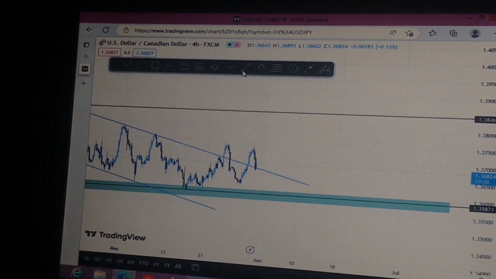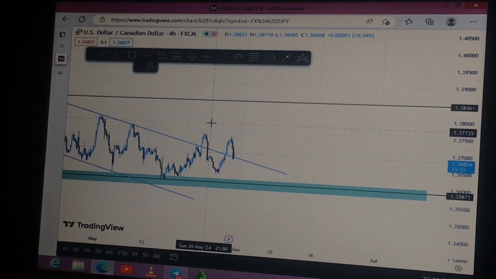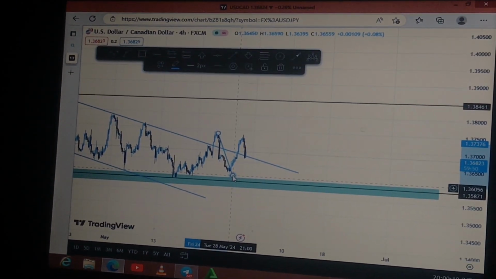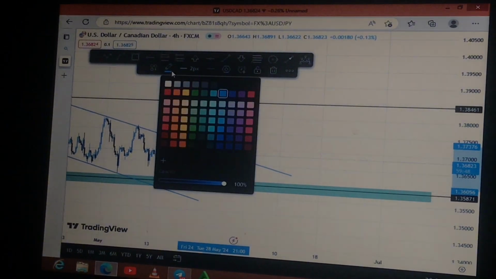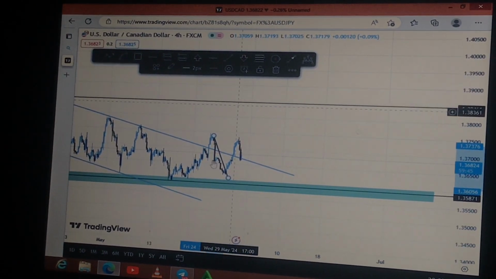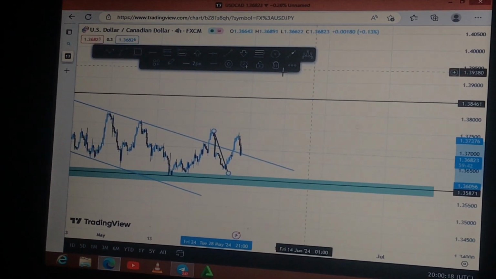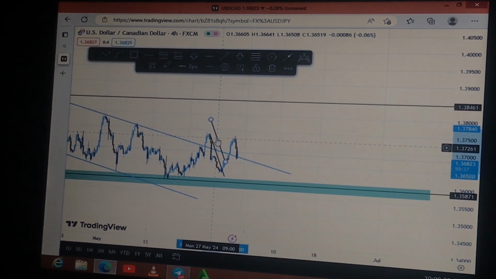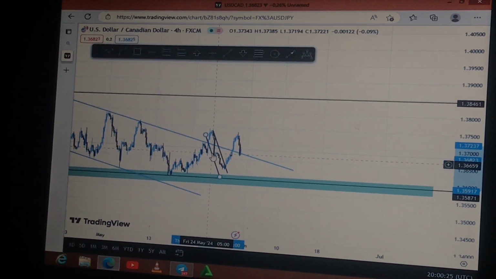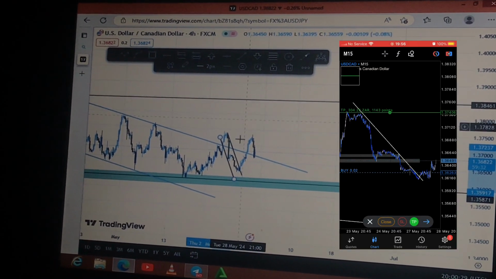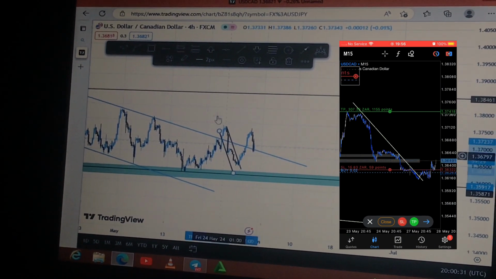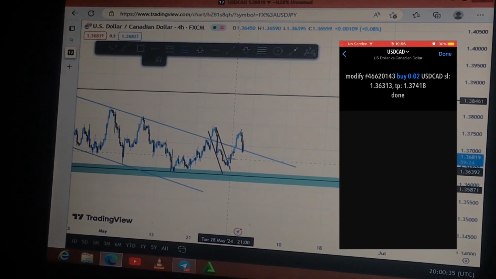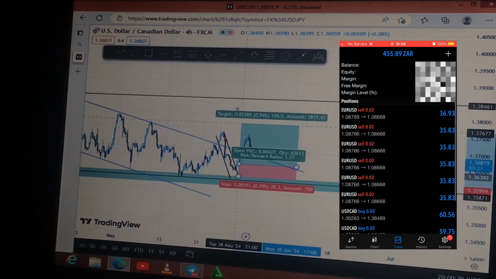So as you can see, we had this minor pattern. As soon as I saw this thing break out, I entered my buys. I'm gonna show you the clips. I entered my buys. My TP is here.